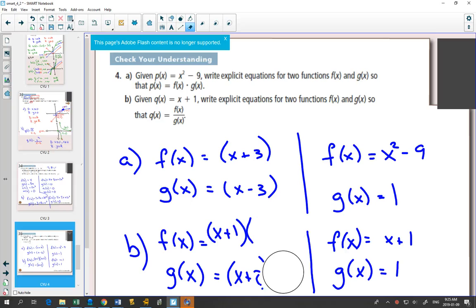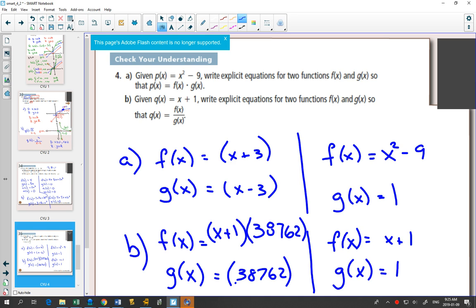So we do want to make sure that if we are doing something fancy, that it's just a number. Again, not very likely that you'll get questions like this unless they tell you one of the numbers, right? Given p of x is x squared minus 9, if f of x is x plus 3, what would g of x be? Then you have to find the other one.